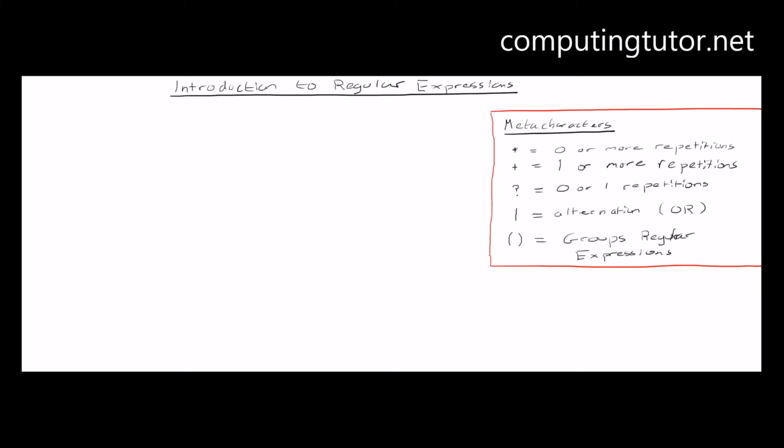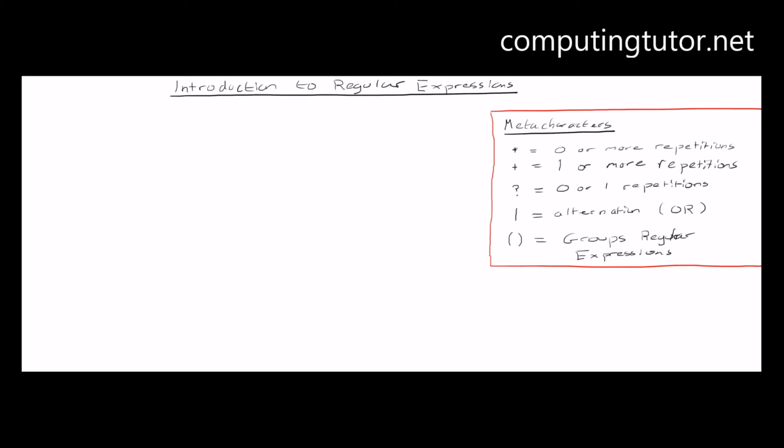The characters I've got here are an asterisk, and the asterisk means 0 or more repetitions. The plus means 1 or more repetitions. The question mark means 0 or 1 repetitions. The bar here means OR. And these parentheses just group regular expressions together, and this will all become a bit clearer in a second when I do some examples.